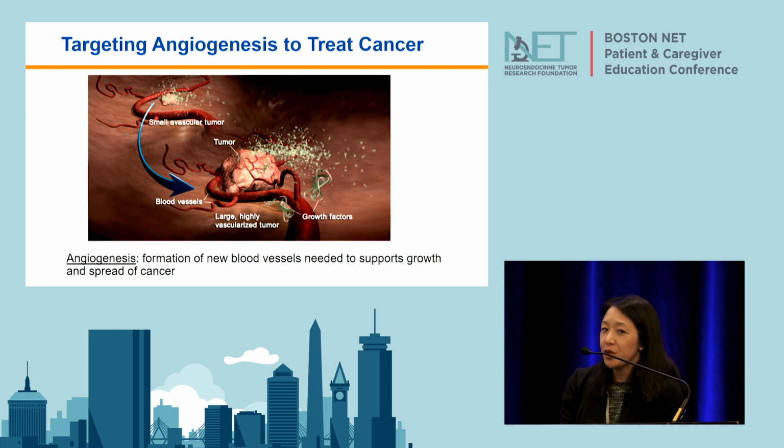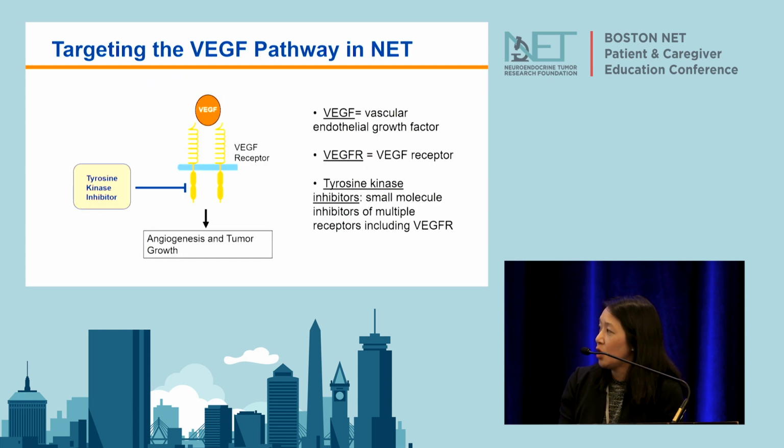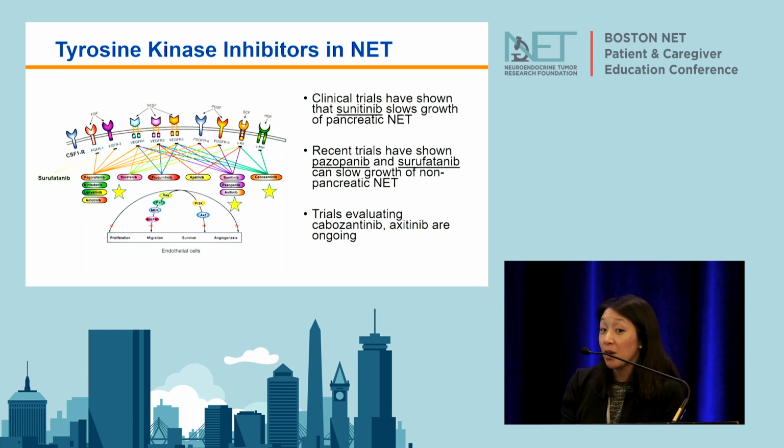The other approach to treating cancer is to block this process that's called angiogenesis, which is the formation of new blood vessels that are needed to support the growth and spread of cancer. This process of angiogenesis is driven by growth factors that bind to receptors. VEGF, or vascular endothelial growth factor, is one such growth factor that binds its receptor and that signals growth of blood vessels. There are medications called tyrosine kinase inhibitors that can inhibit this receptor to slow down this process. There have been multiple tyrosine kinase inhibitors that have been studied for neuroendocrine tumors.